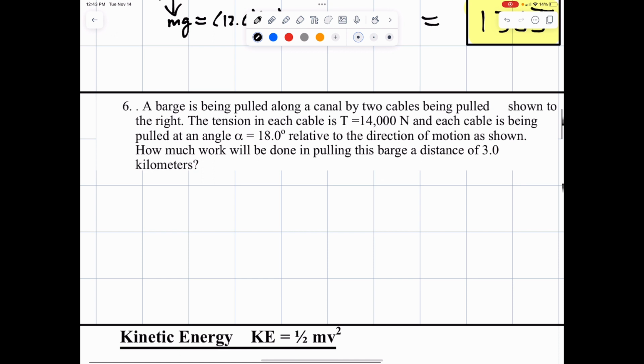Now keep in mind, that distance, we are going to have to deal with that. That distance is going to be 3,000 meters. So we'll have to deal with that one.